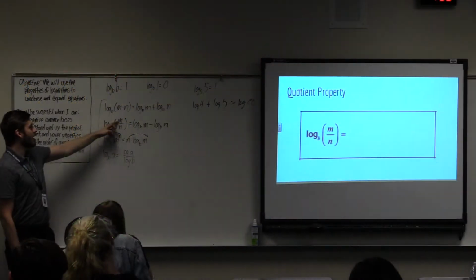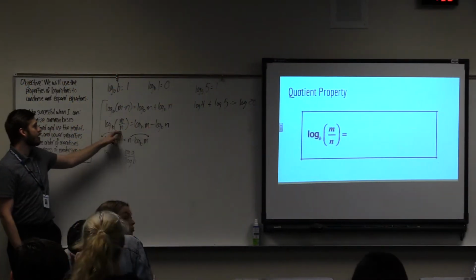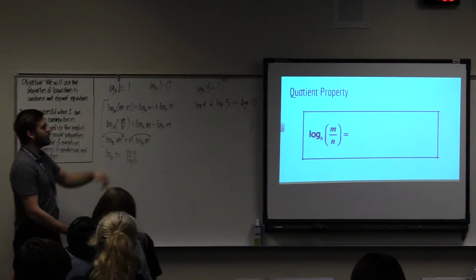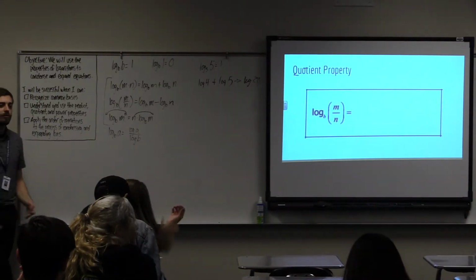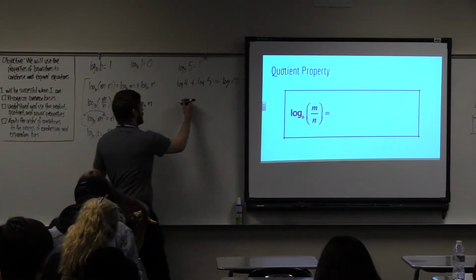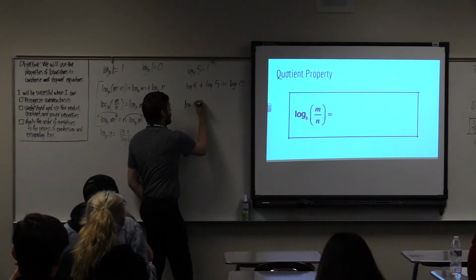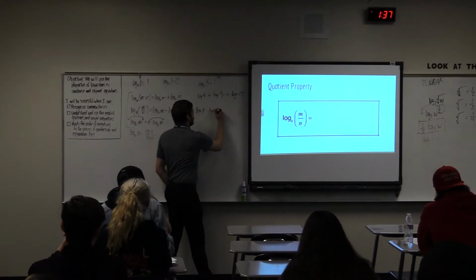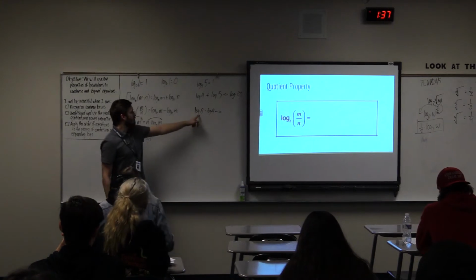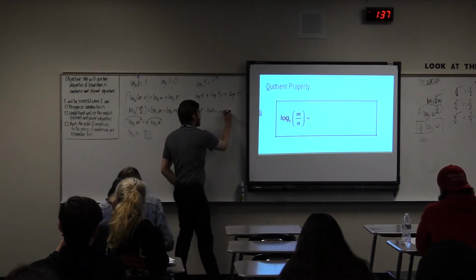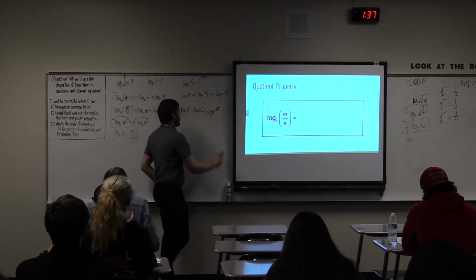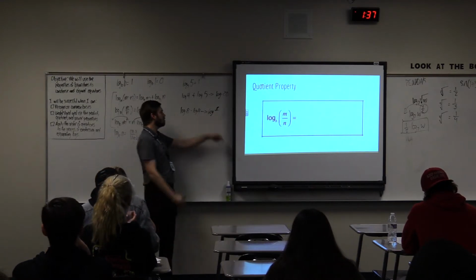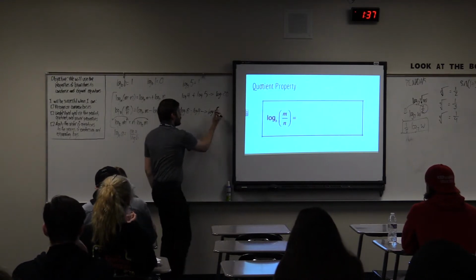have the log of the top number, and you'll subtract the log of the bottom number. And just like the last one we looked at, this is also a reversible process. So if we had, let's say, the log of 8 minus the log of 4, we would take that first number, which is 8, and we'd put that on top of our fraction. And then we would take that second number, 4, put that on the bottom. And then we would just simplify.